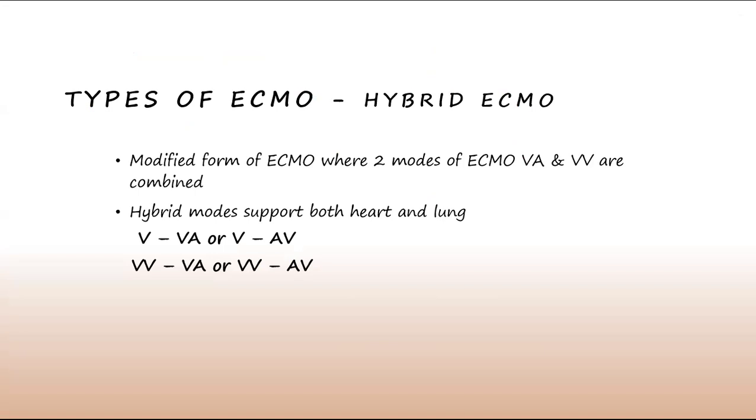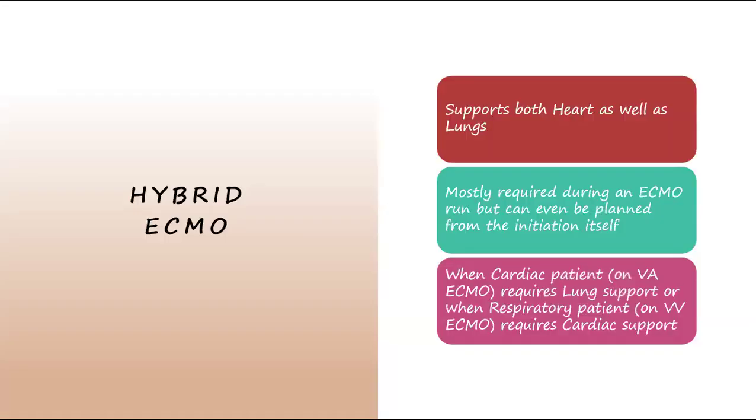Hybrid ECMO, as I was telling you prior, is a modified form of ECMO where two ECMO modalities have been combined. It might be VV converted to VAV or VVA, or it might be VV converted to VV-VA or VV-AV. The importance of hybrid modes of ECMO is they support both heart and lung. The indications are combined, like multi-organ failure, where there is severe ARDS leading to viral myocarditis, or severe cardiac stunning leading to ARDS. Wherever both your lung and heart are affected, you need to go with the hybrid modes of ECMO. It is mostly required during an ECMO run, but can be planned from the initiation also.